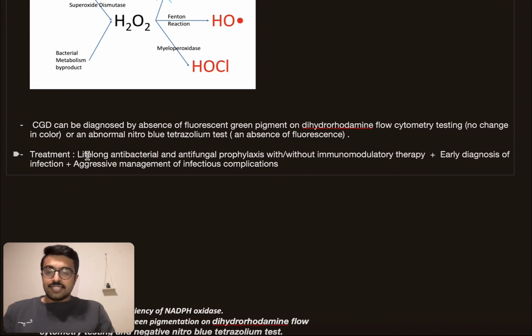That is one test. And another important test is the abnormal nitroblue tetrazolium test, by abnormal we mean there is the absence of fluorescence again. So these are the two tests which help us to diagnose the patients with CGD.